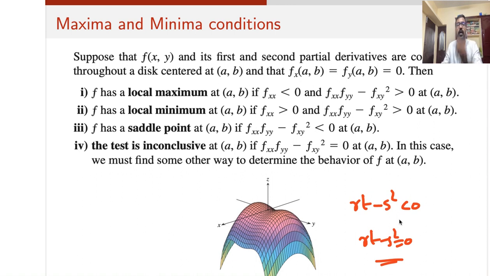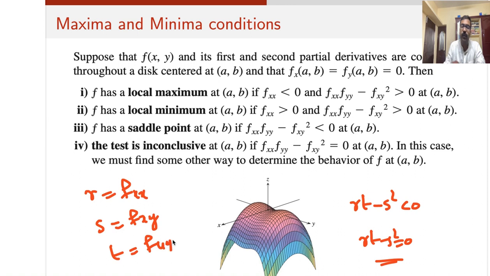Now let us try to do some problems based on this. I hope it is clear. Once again, what is r? r is nothing but fxx, s is nothing but fxy, and t is nothing but fyy. Or you can directly remember the formula.